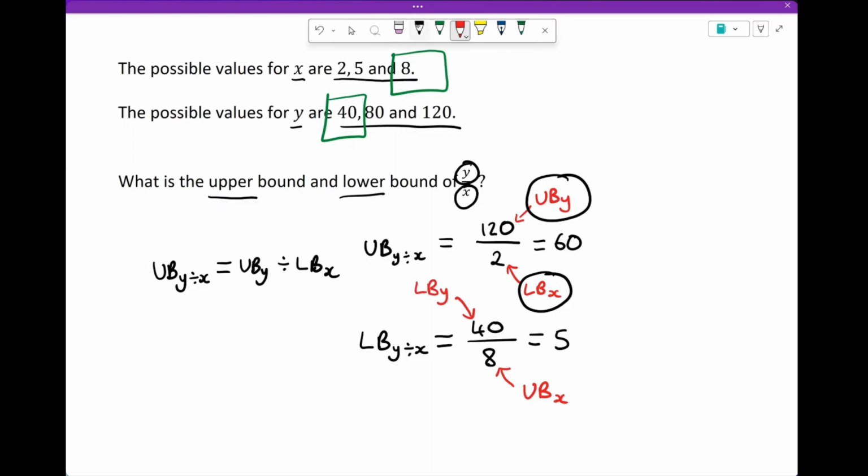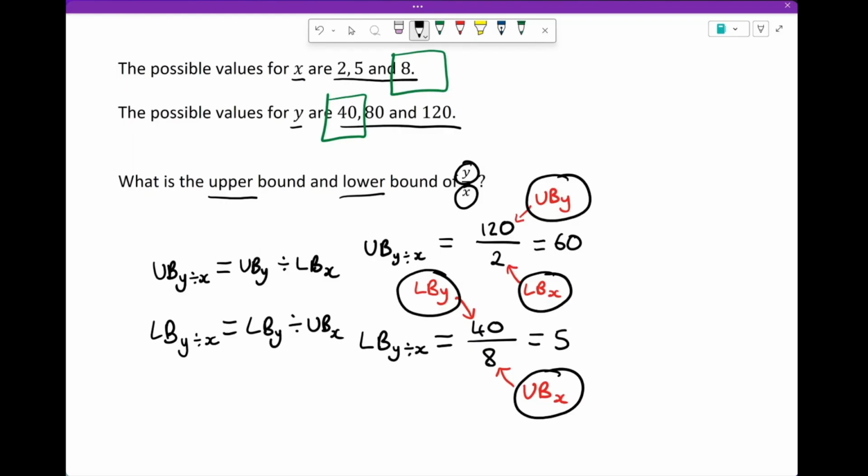So let's write out our generalization. If we want the lower bound of a division calculation, then we want to do the lower bound of the numerator divided by the upper bound of the denominator. So to get our lower bound, we're doing a lower bound divided by an upper bound. So once again, we're doing a bit of mix and matching, and this sort of matches up with our subtraction scenario. So let's have a look at a question where we're going to put these two rules to use.